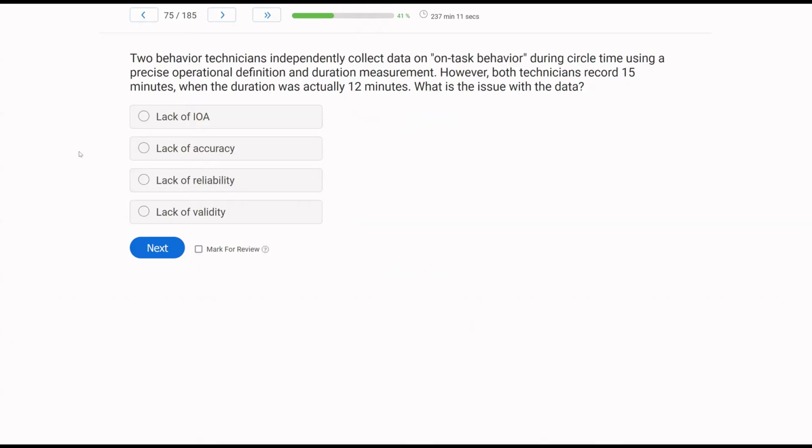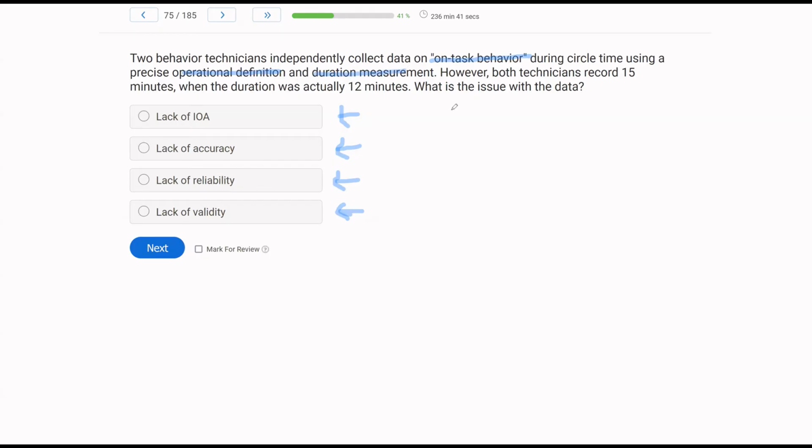Good data are accurate, reliable, and valid. Accurate says we're measuring exactly what happened, the true value. Reliability says we can measure the same thing over and over again. Validity says we're measuring the correct thing. And then IOA is all about believability. What are we missing here? We have technicians collecting data on task behavior using a very precise definition and duration measurement.